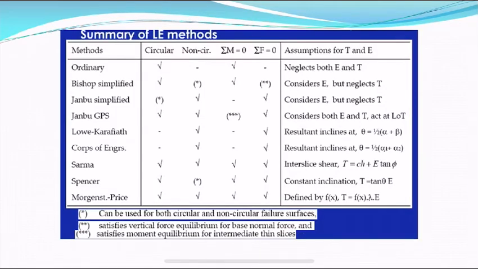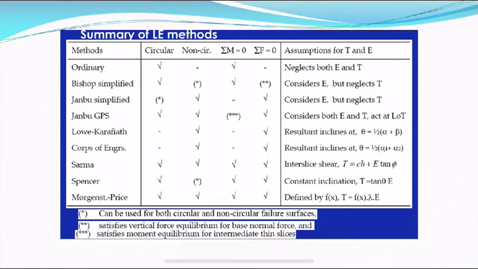So here different methods are summarized, but we are going to discuss some selected methods. We have many methods, as you can see from this table. The first method is the ordinary method of slices, followed by the Bishop simplified method. In all these methods, the zone within the failure surface is assumed to be divided into a number of vertical slices, and then the slice equilibrium is considered, either from the force equilibrium or moment equilibrium point of view, and based on that the deductions for the factor of safety have been obtained.